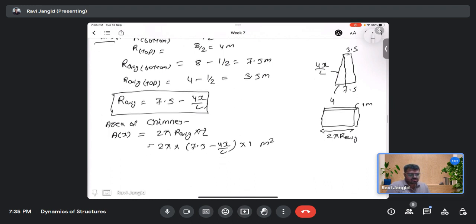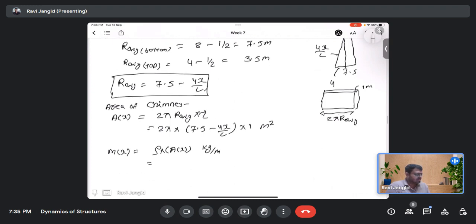So now you can calculate the mass per unit length, that is rho times Ax, which would give you the mass in kilogram per meter. The concrete density is 2400, so mx is 2400 times 2 pi times (7.5 minus 4x by L). Further you can simplify this or keep it like that, in kilogram per meter.